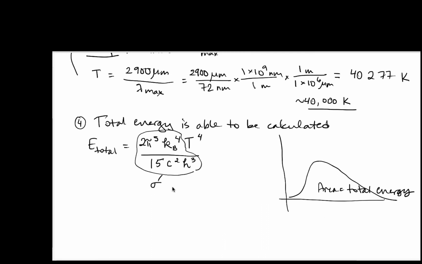into one unit called alpha, which is approximately 5.67 times 10 to the minus 8 watt per meter squared Kelvin to the 4th. And this is called the Stefan-Boltzmann constant.